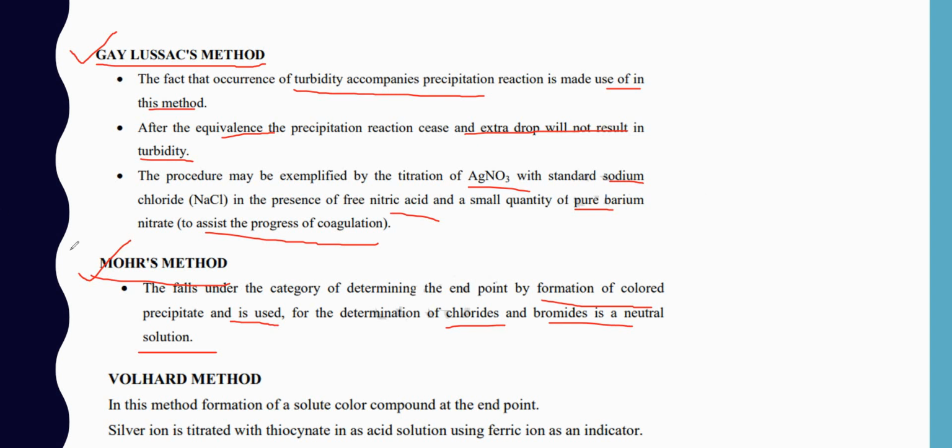Third, we have the Volhard method. In this method, a soluble colored compound is formed at the endpoint. Silver ion is titrated with thiocyanate in an acid solution using ferric ion as an indicator. So this is the example of the Volhard method. Silver ion is titrated with thiocyanate in an acid solution using ferric ion as an indicator. So a colored compound is the endpoint detection method in Volhard's method.